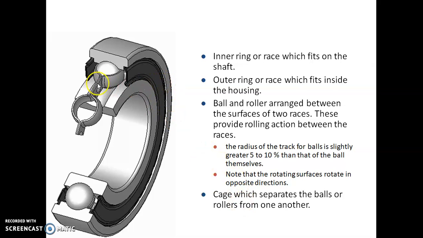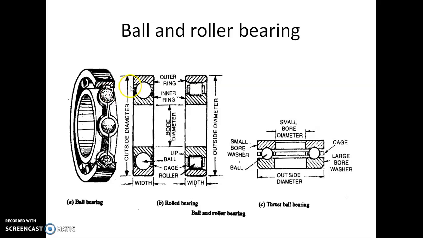Then there is a cage. A cage separates the balls or rollers from one another. There is also a retaining ring, which keeps the balls inside the races, inside the cages. So this is the inner race, and this is the outer race, with the balls. So they are called ball bearings. If rollers are used, they are called roller bearings.